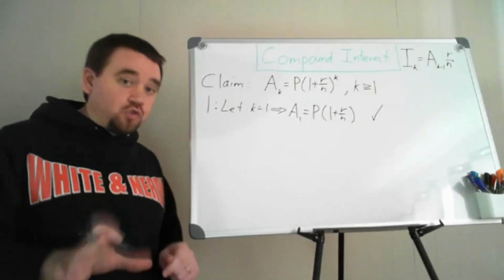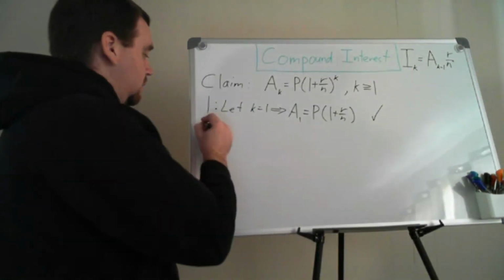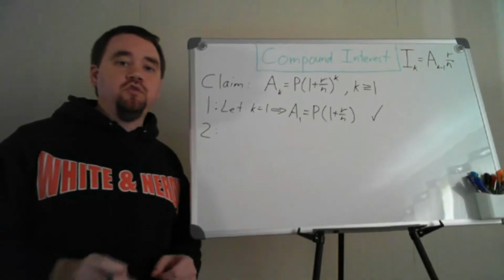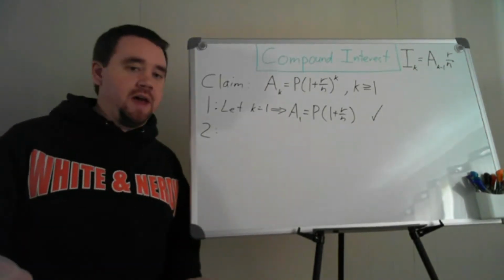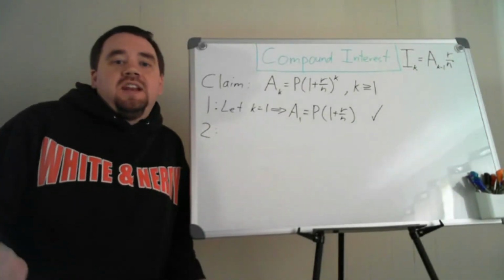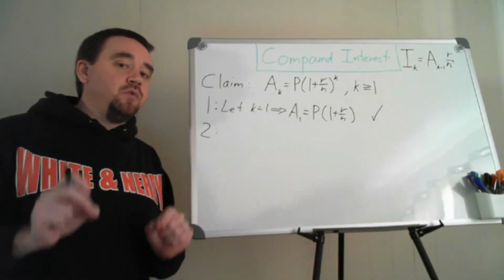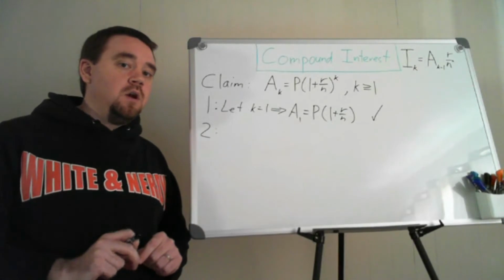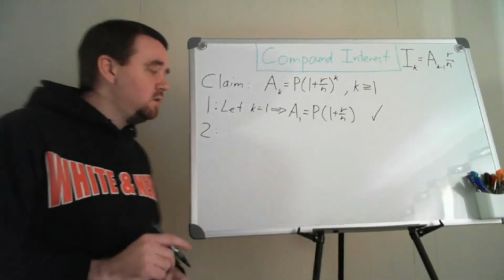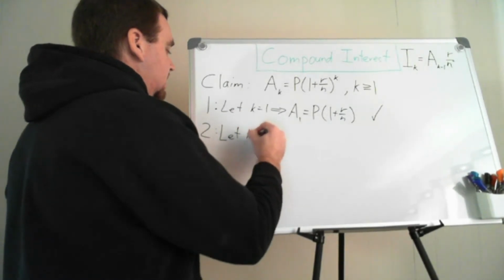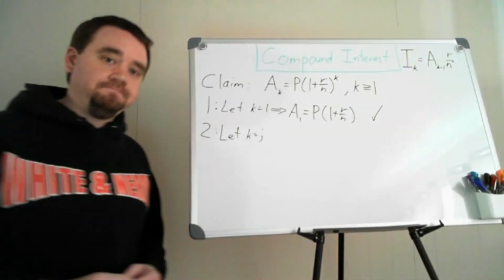Okay? So it's true for that value. Part 2 says, assume this is true for some value. Don't know what it is. Let's just let it be k equals j, this value of j. Now, what happens if we increase j by 1? What do we get? All right? So now we say, assume it's true for some value of j and let k equal j.